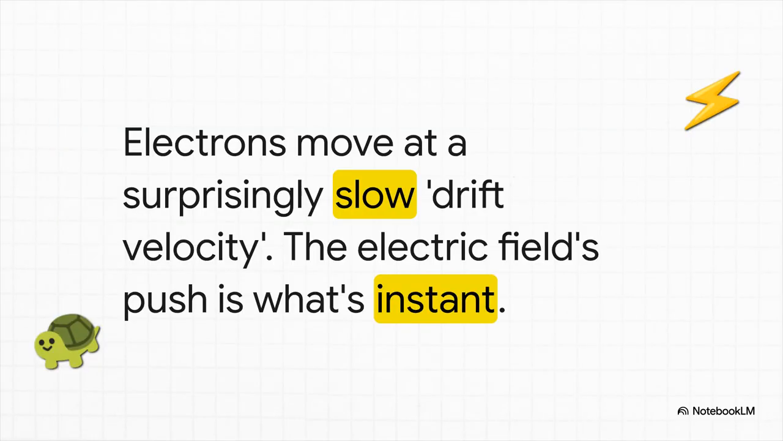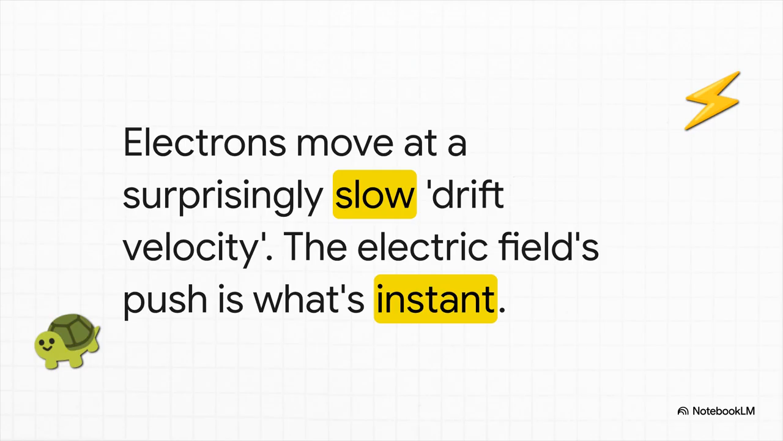You know when you flip a light switch, the light comes on instantly. It feels like electricity is zipping along at the speed of light, doesn't it? Well, here's a fact that's going to bake your noodle a little bit. The individual electrons, they're actually crawling. I'm talking millimeters per second. It's a snail's pace. We call that their drift velocity.